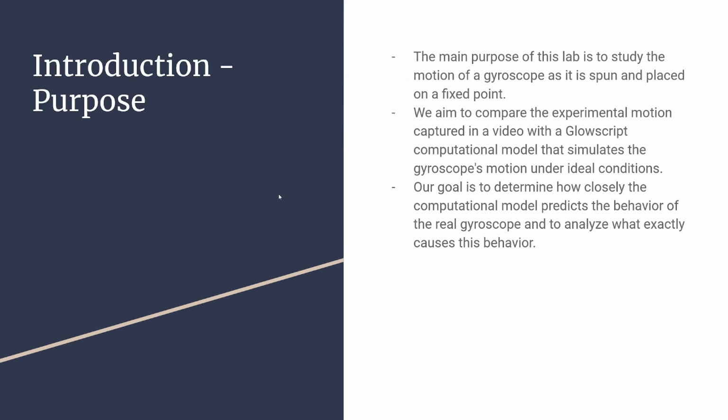We aim to compare the experimental motion captured in a video with a GlowScript computational model that simulates that gyroscope's motion under ideal conditions. Our goal is to determine how closely the computational model predicts the behavior of the real gyroscope, and then to analyze what exactly causes this behavior.